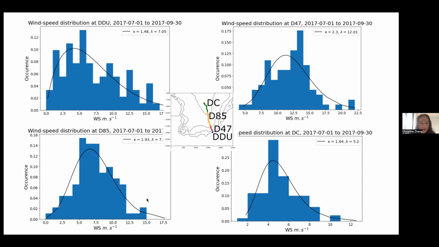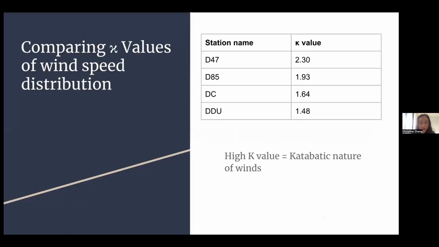The Weibull distribution is basically what gives us the variability of wind speed in a value called kappa. The kappa is the K that you can see in each legend here. And a larger kappa value signifies a lower variability in wind speeds, and this is what we consider proof of katabatic winds.